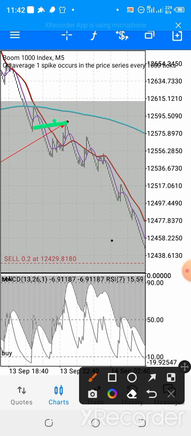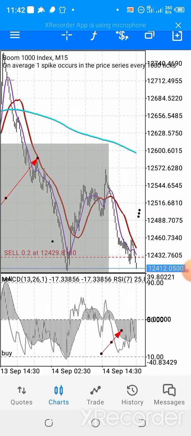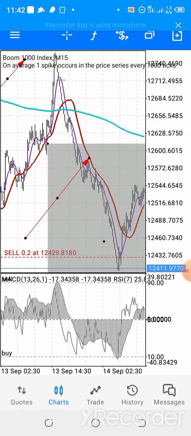So let's look at 15 minutes. If you're the type that is not patient, waiting for 5 minutes, you can just wait for 15 minutes. Like if you don't know how to trade 5 minutes, you can wait for 15 minutes. This retest on 15 minutes happens every day, either on a buy trend or on a sell trend or on a downtrend. Look at it here.